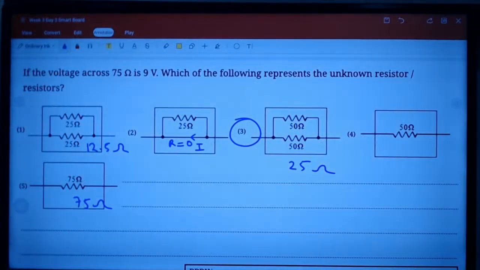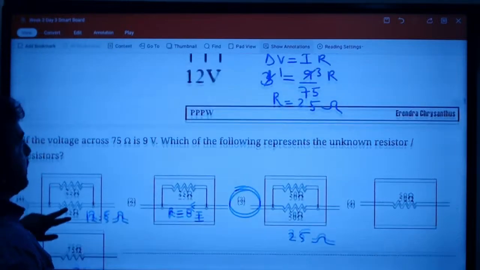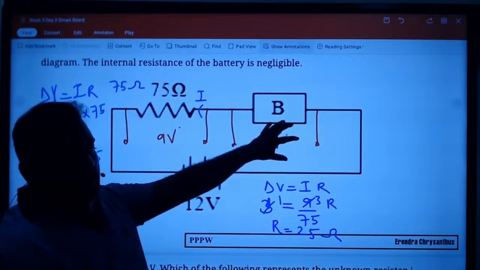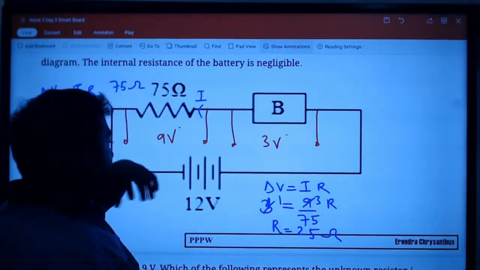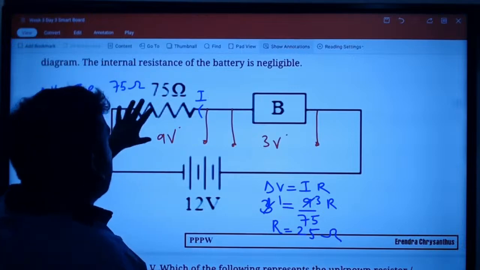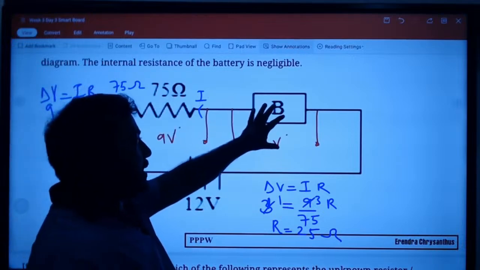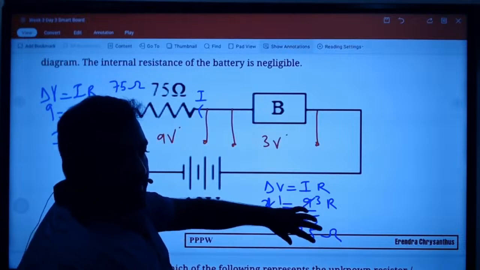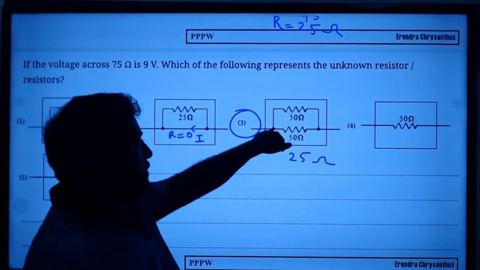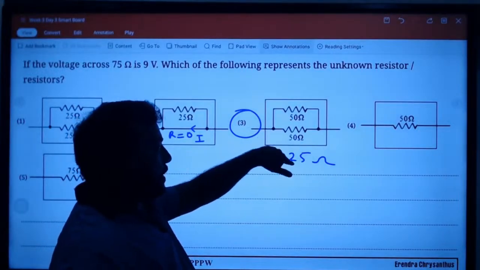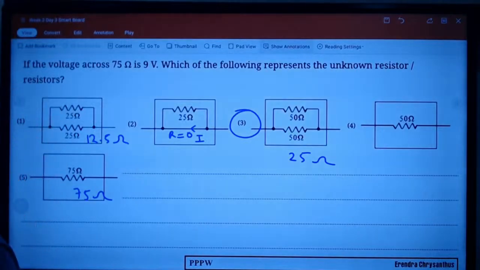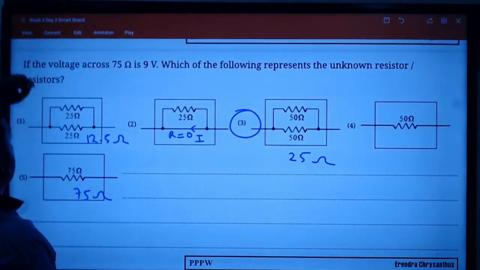Right? Okay. So what we have done is very simple. Here 12 volt means here 9 volt, here 3 volt. If you simplify the relationship, find the current in the circuit, the same current is there, and you can find the resistance. 50-50 parallel means 25 effective. Okay? Right.